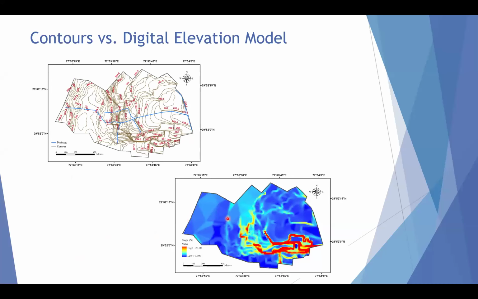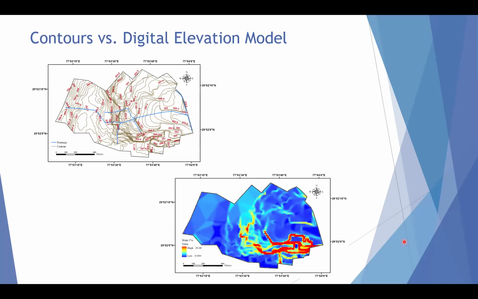Okay, so now what is the difference? You can see here, this is the contour map that all the civil engineers are quite familiar with. Each contour represents an elevation. Now if I try to interpolate this contour, then what I am going to get is something like this. This is the raster data.